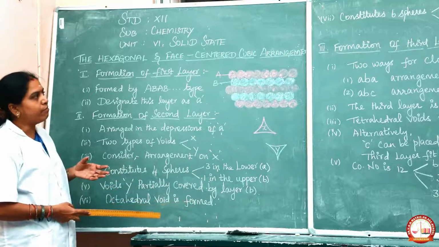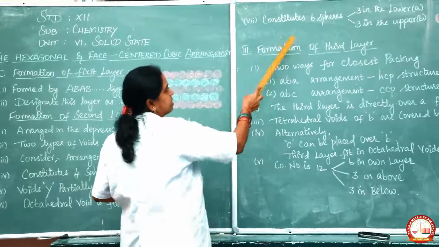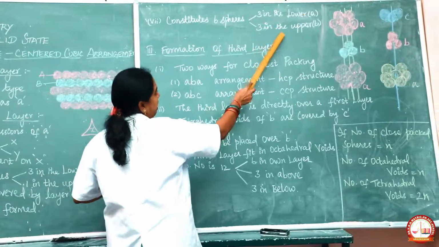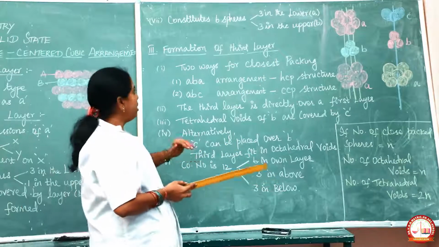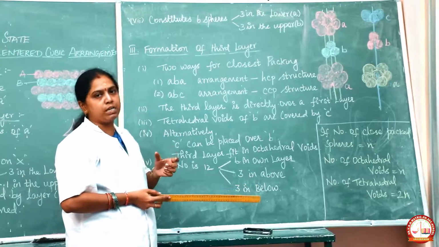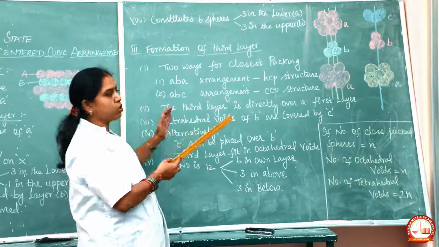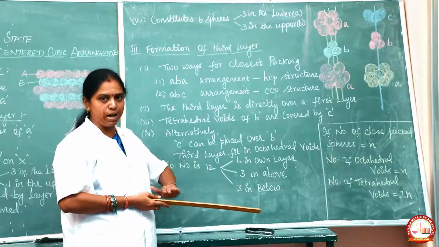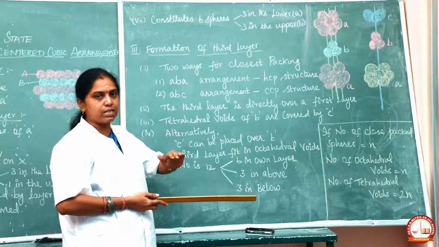For the octahedral void we consider six spheres: three in the lower layer, that is the first layer A, and three in the upper layer B. Also, simultaneously during this arrangement of the second layer, one more tetrahedral void is formed in the second layer. So that is about the formation of the second layer. We have placed the first layer, designated small a, and the second layer, designated as B.